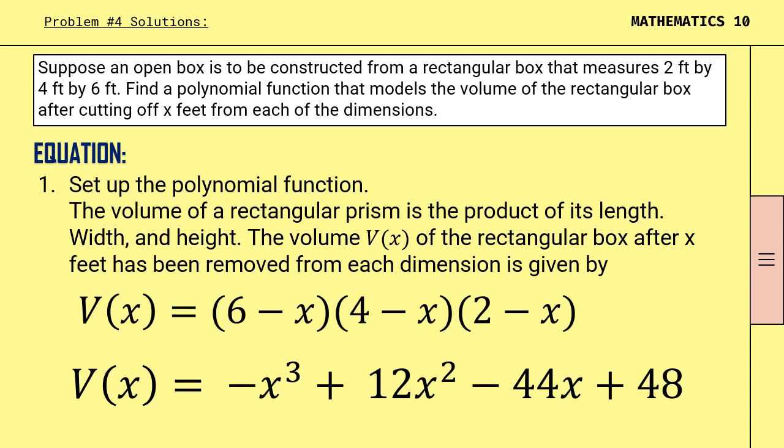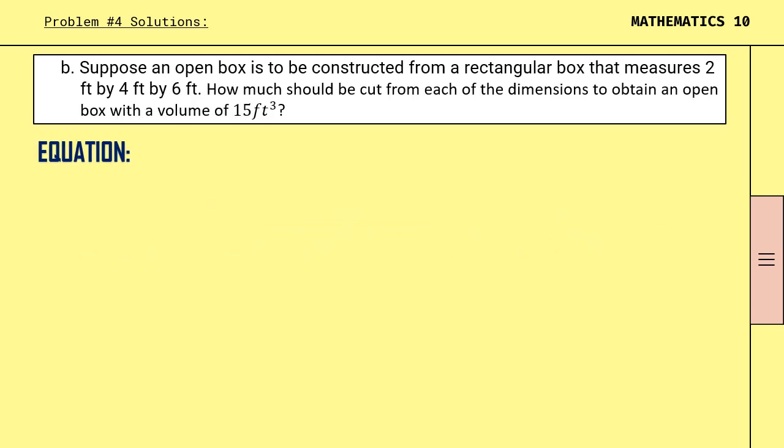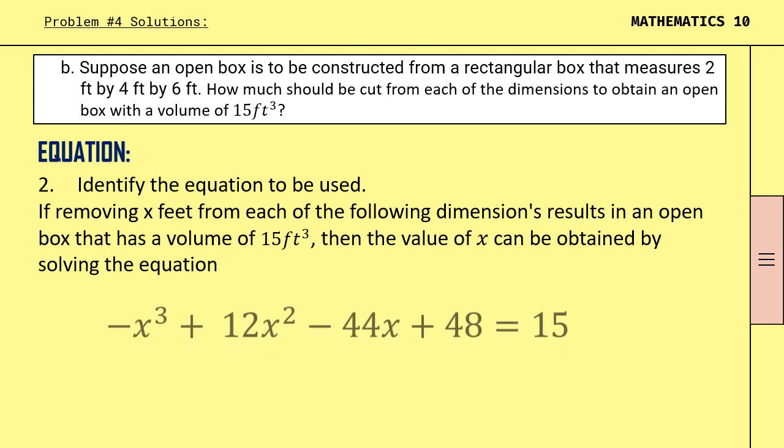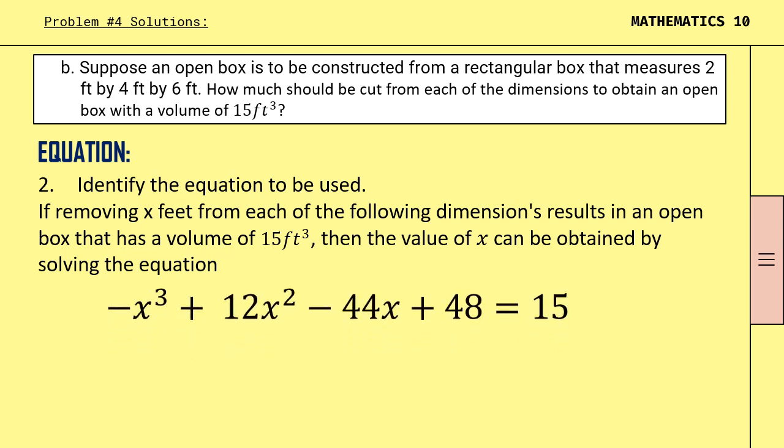We're going to have negative x cubed plus 12x squared minus 44x plus 48. Now, for our equation, if removing x feet from each of the dimensions results in an open box that has a volume of 15 feet cubed, then the value of x can be obtained by solving the equation. So in here, our equation is negative x cubed plus 12x squared minus 44x plus 48 equals 15.